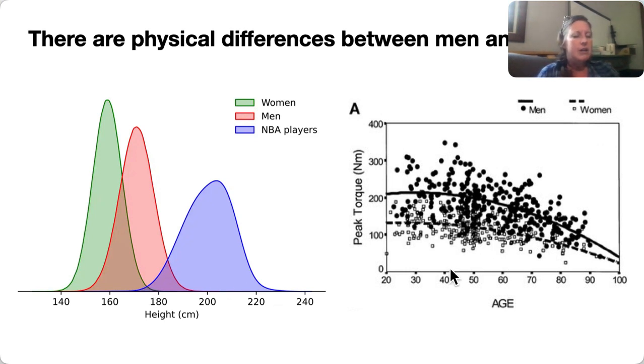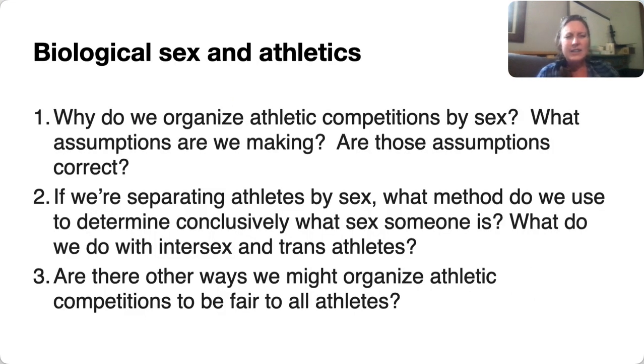If you look here, this is measuring strength at various ages of men. Those are the black dots, and women, those are the white dots. And what you can see here is that there's way more overlap than there is difference. So I ask you, why do we organize athletic competitions by sex? What assumptions are we making about the differences between men and women, and are those assumptions correct? And if we're separating athletes by sex, what method do we use to determine conclusively what someone's sex is? And what do we do with athletes who are intersex or transgender?